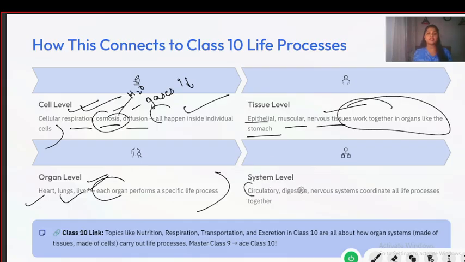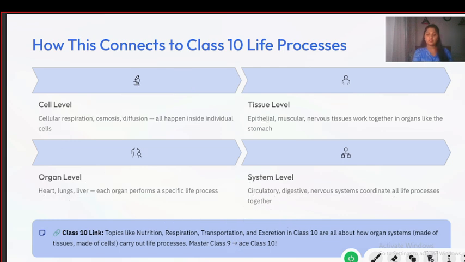Then the system: circulatory system, digestive system, nervous system, and how it is coordinating with the life process. All this you are also going to understand in class 10. Majorly in life processes, control and coordination, and how organisms reproduce, there you will connect it very much. Topics like nutrition, respiration, transportation, excretion in class 10th are all about how organ systems are made and how they are working, right? So that is why you need to master the 9th, so that your 10th becomes very, very easy.